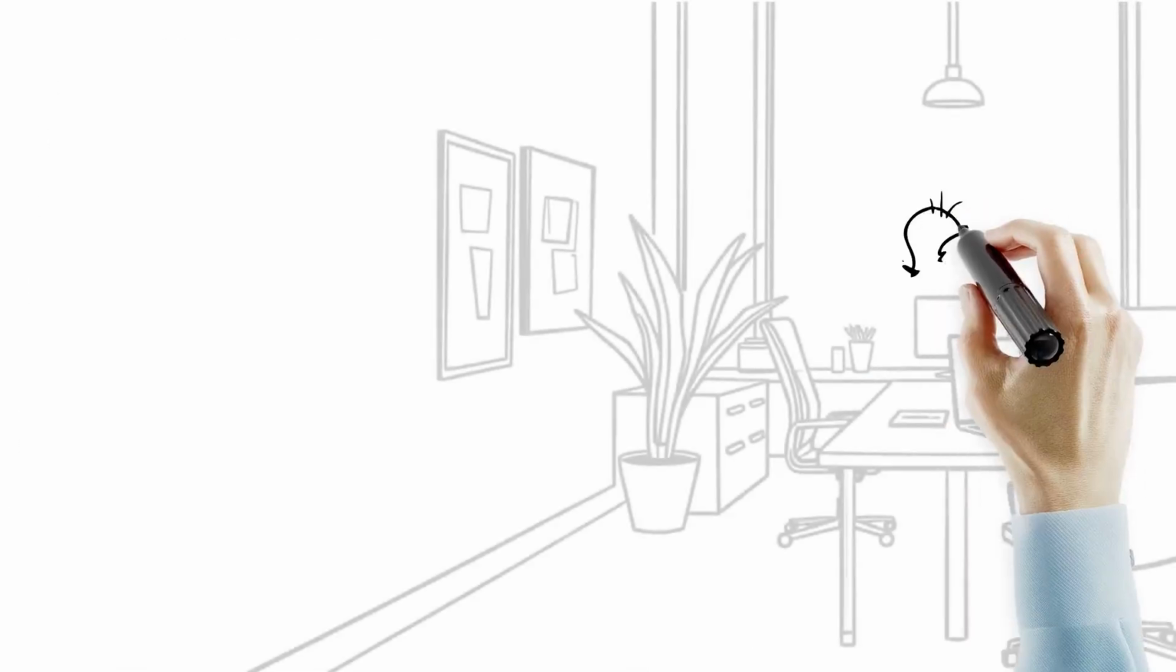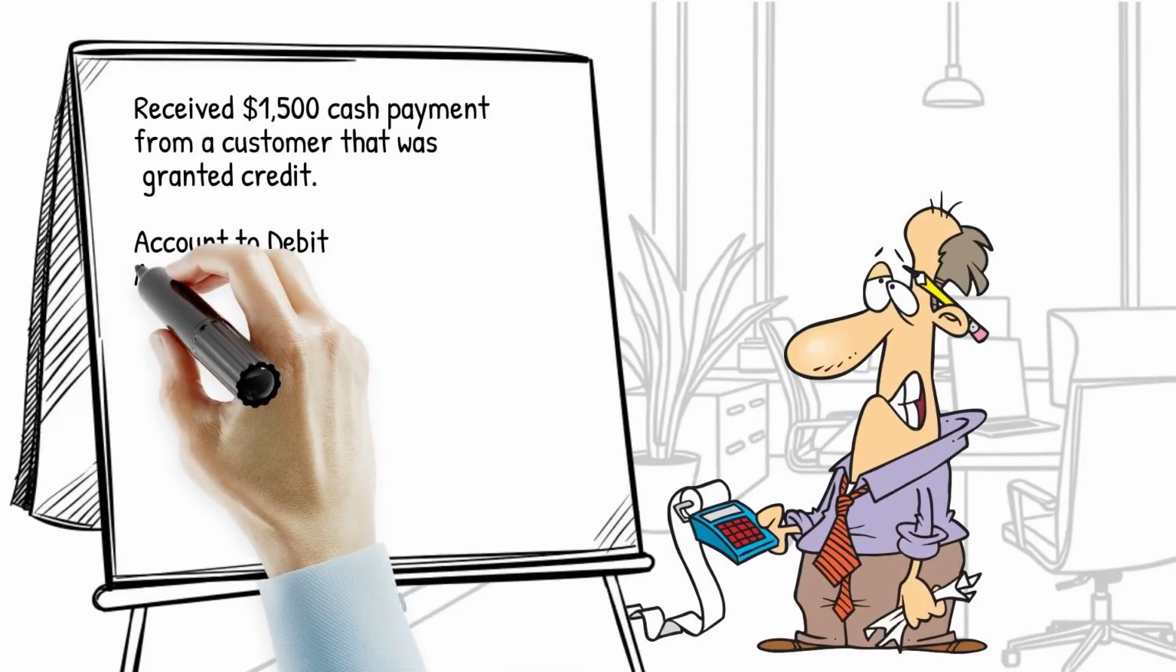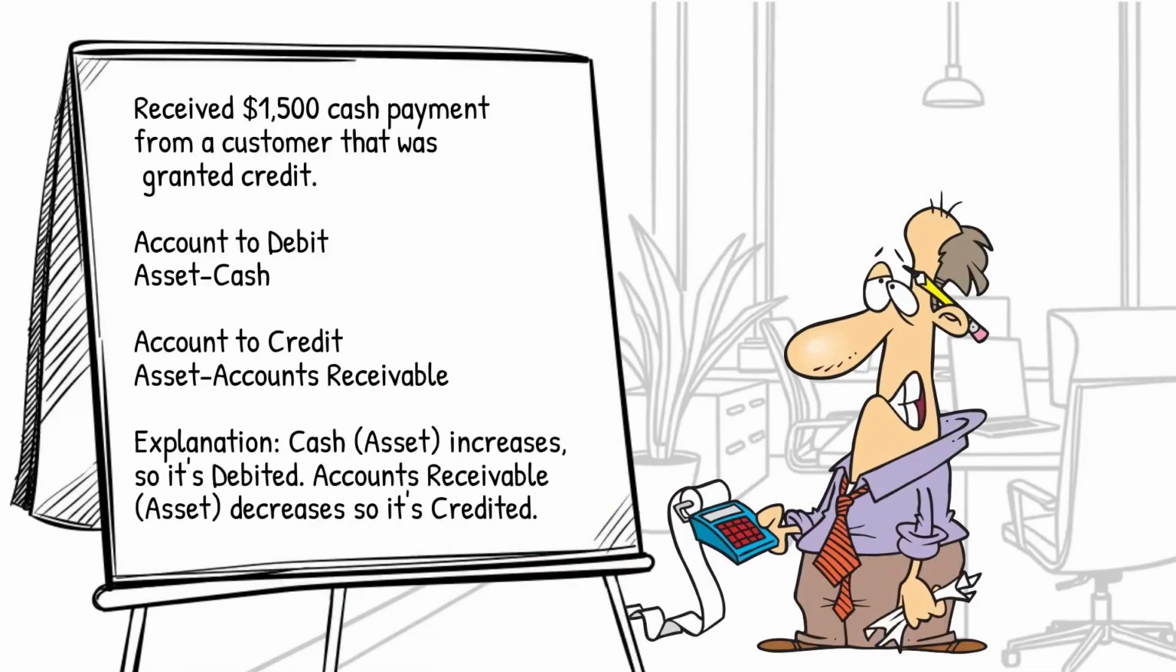Received a $1,500 cash payment from a customer that was granted credit. Account to debit: asset, cash. Account to credit: asset, accounts receivable. Explanation: cash asset increases, so it's debited. Accounts receivable asset decreases, so it's credited.